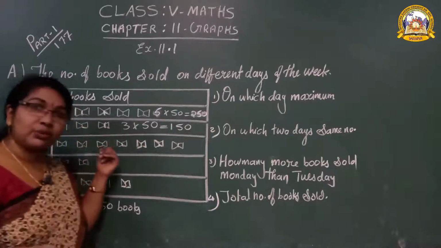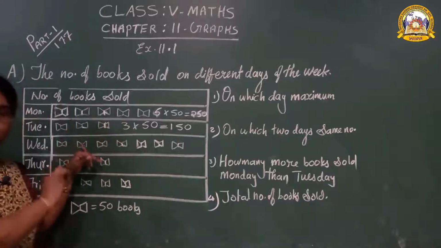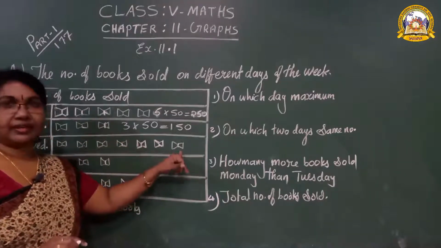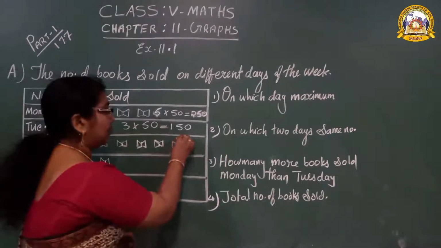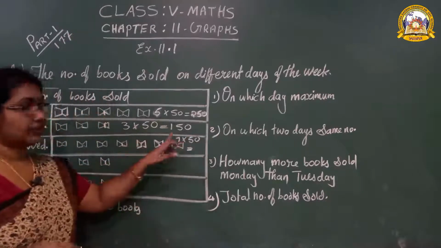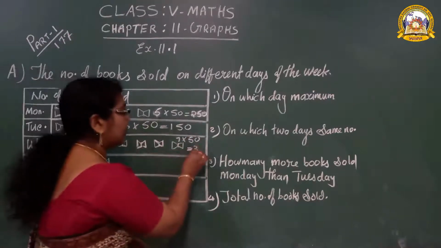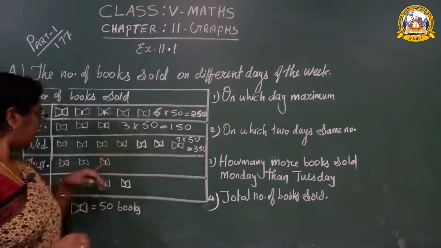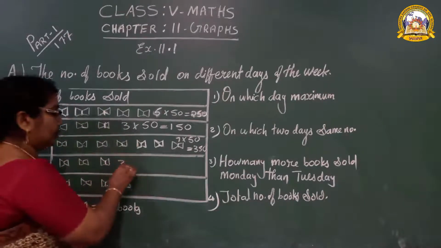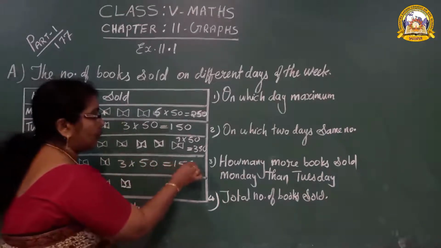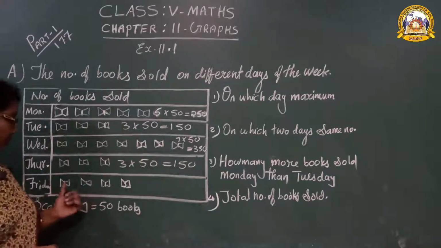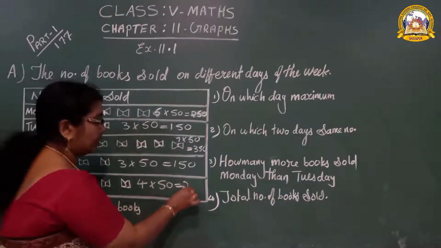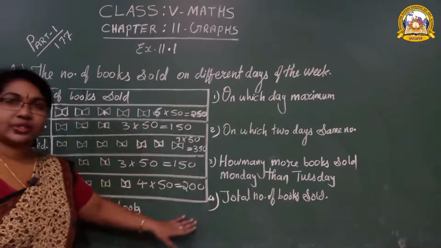Now on Wednesday, how many books sold? Just count the pictures. 1, 2, 3, 4, 5, 6, 7. Then 7 multiplied by 50. 7 5s are 35, then you should add the 0. On Wednesday, how many books sold? 350. Now Thursday, 1, 2, 3. So 3 into 50 is equal to 150. Now see the Friday, 1, 2, 3, 4. So 4 multiplied by 50. 4 5s are 20, add the 0. Understood now students, how you got it?